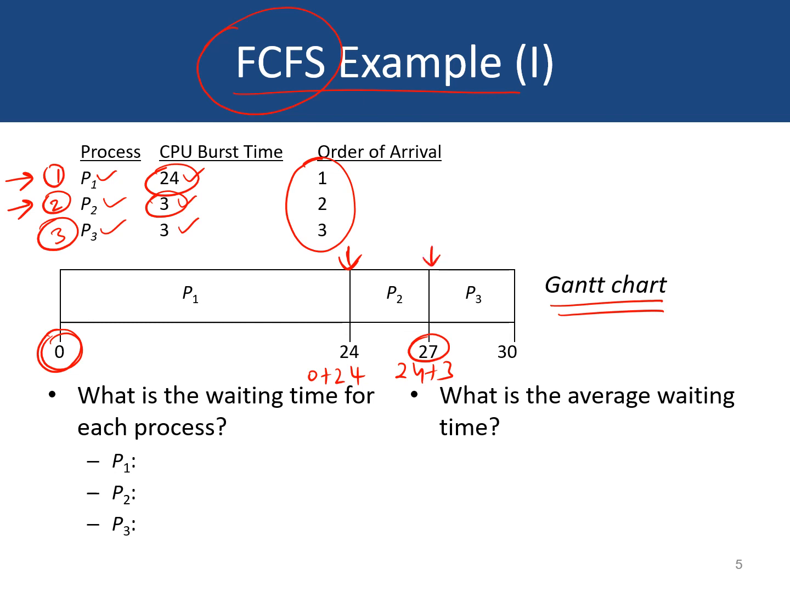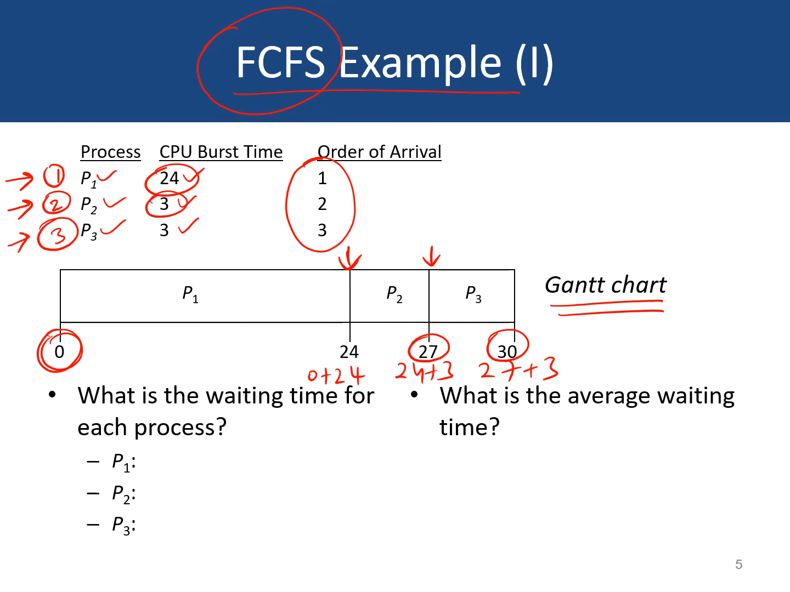And finally, when P2 terminates at 27 time units, we'll let the last process P3 execute, and P3 will finish at 30 because it starts at 27 and requires 3 milliseconds. It will finish at 27 plus 3, 30 milliseconds. So this is how the schedule for this FCFS algorithm is computed.